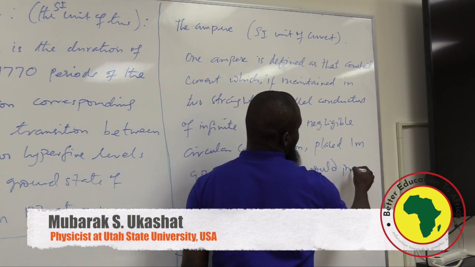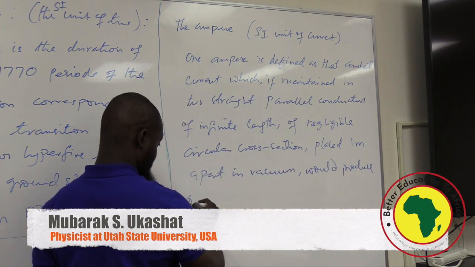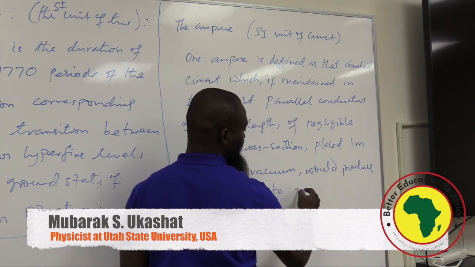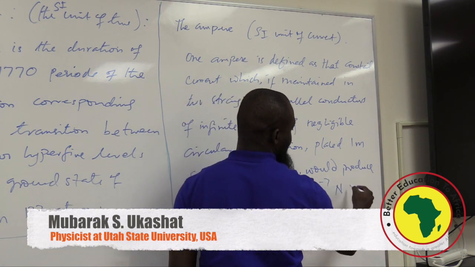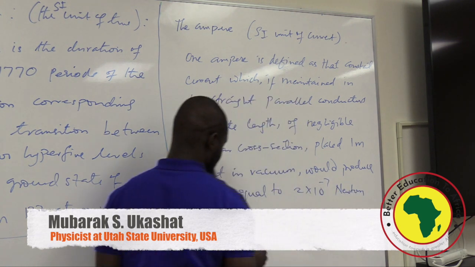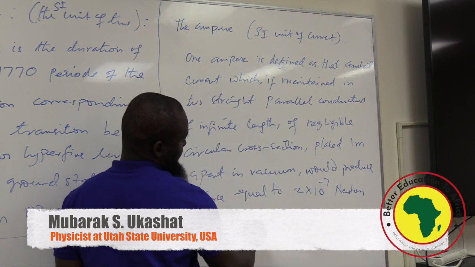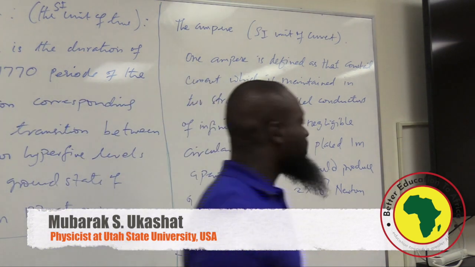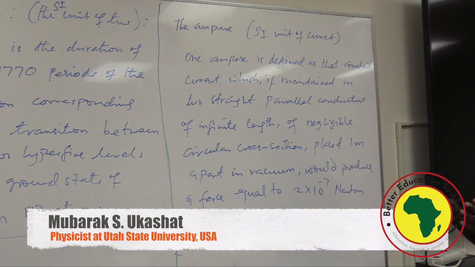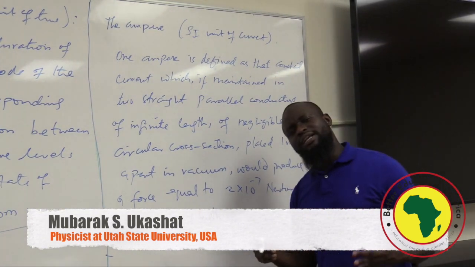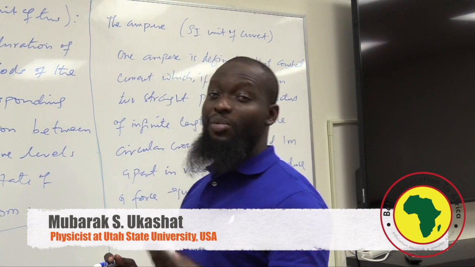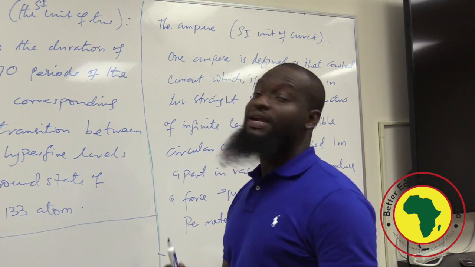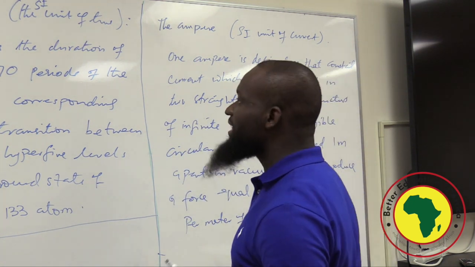would produce a force equal to 2 × 10⁻⁷ Newton per meter of length. Like I said, some of these notations or words might be abstract, but this is what the ampere is. By the time we start talking about current, electricity in physics, we'll discuss more about the ampere and the current, and maybe this definition, when you come back to it, will make more sense to you. That is the ampere.